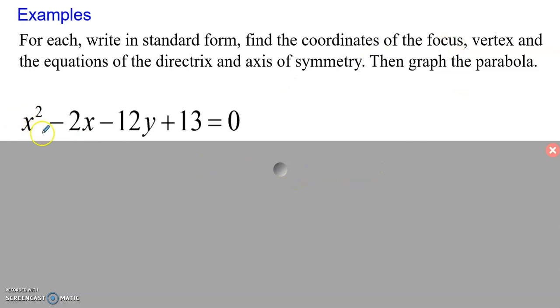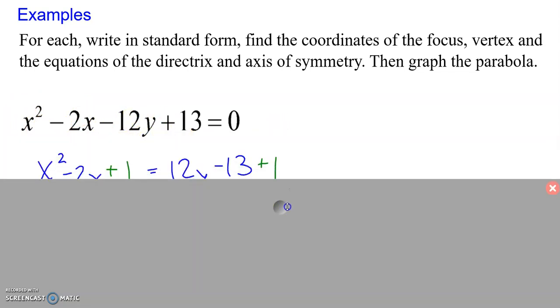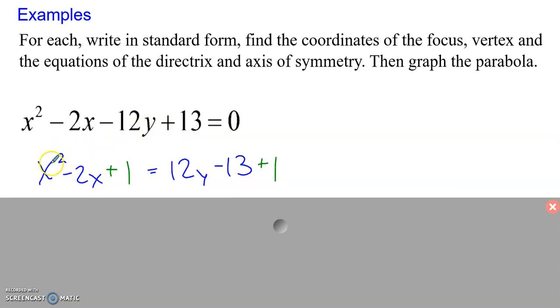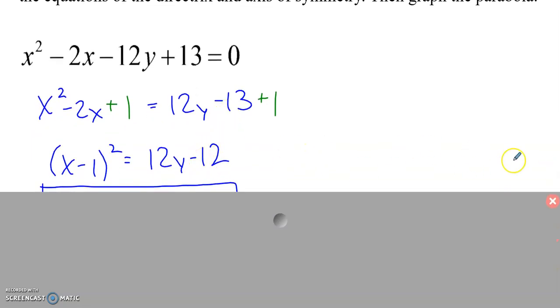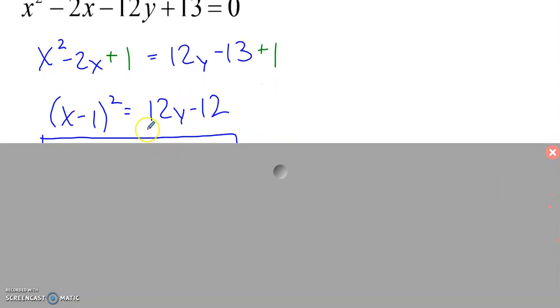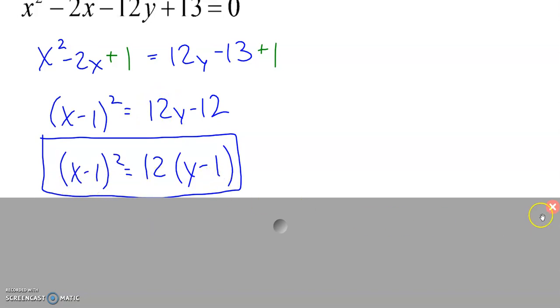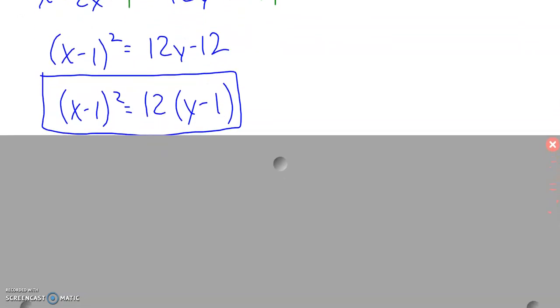So what I'm going to do is group my x terms together because x is squared, and I'm going to move everything else, including this y here, to the other side. So I get x squared minus 2x, and I get on the other side 12y minus 13, and then I do half of -2, which is -1, squared is 1, so I'm going to add 1 to each side. This is a perfect square, which becomes (x minus 1) squared. And this simplifies to 12y minus 12. My next step is to factor out this number right here. And there's the equation of this parabola in standard form.